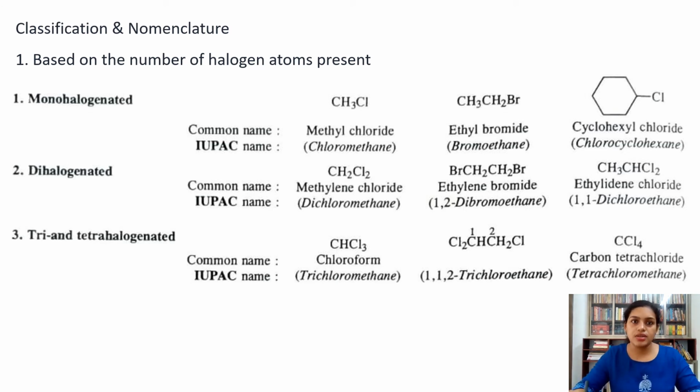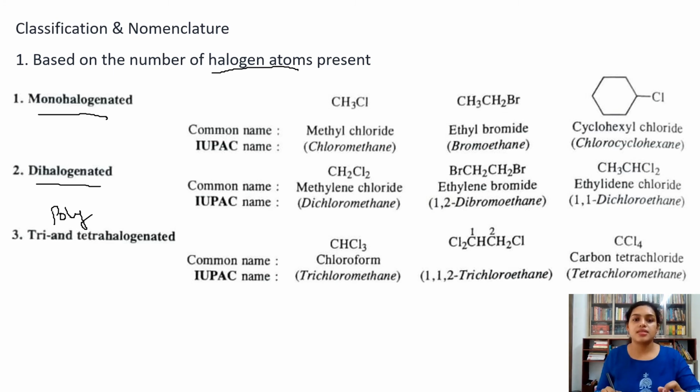Classification and nomenclature. I'll be dealing with them simultaneously. The first classification is based on the number of halogen atoms present. Based on the number of halogen atoms present, they can be monohalogenated, dihalogenated, or polyhalogenated. This polyhalogenated category includes tri and tetrahalogenated compounds.